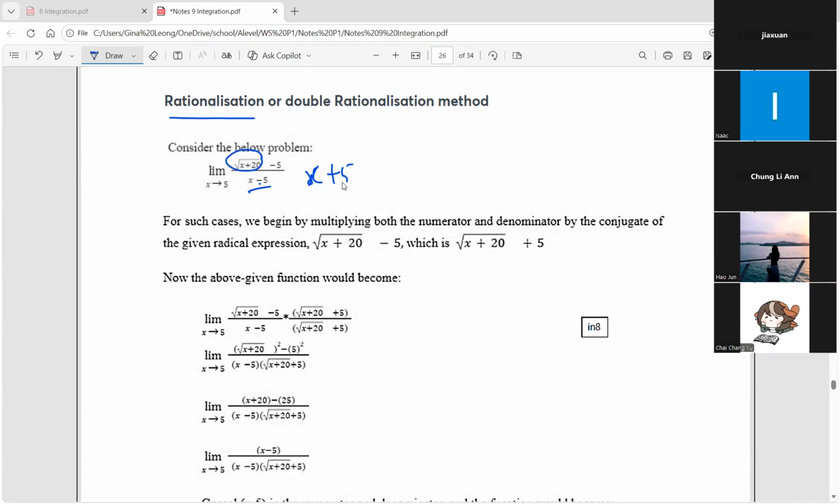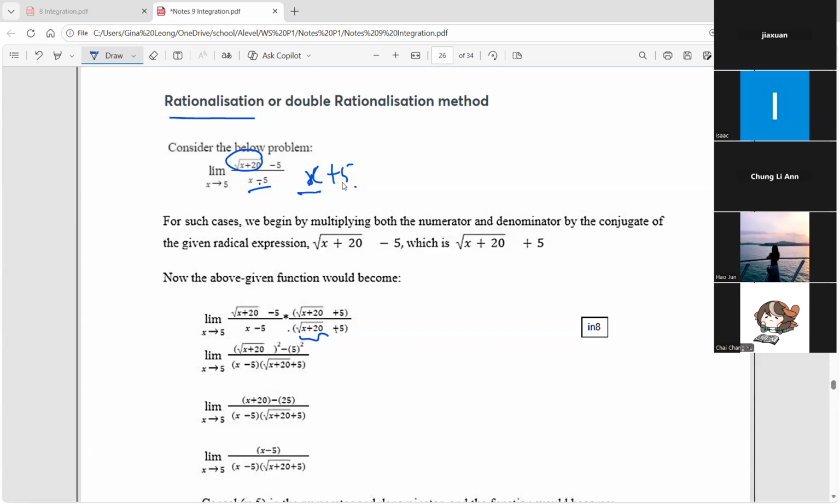the square root. When the numerator is the square root, I also do not cancel it, but rationalize it. So what we have to do now is multiply, changing the x plus 5. We need to multiply by this one, the square root of x plus 20, plus 5. Minus 5 becomes plus 5.